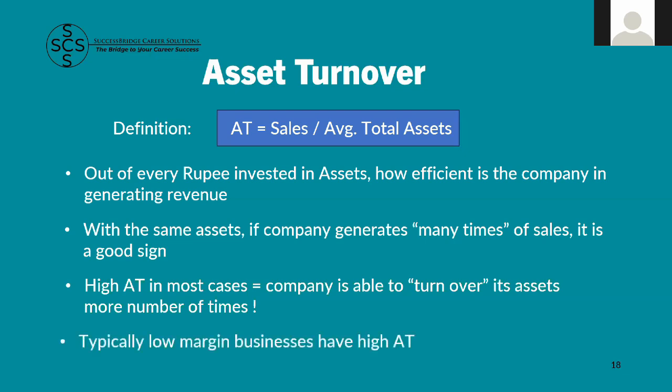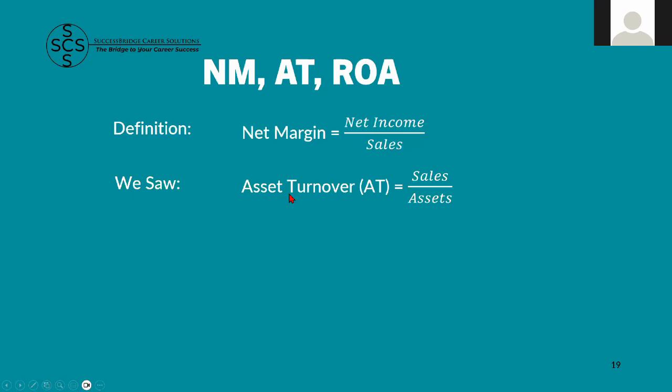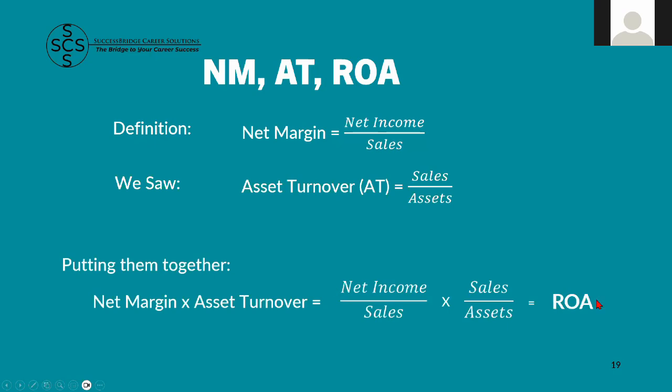And typically, low margin businesses have very high asset turnover. Now, let us put net margin, asset turnover, and return on assets together and see what we can arrive at. So, net margin is net income divided by sales. And then we saw that asset turnover equals sales divided by assets. So, if we multiply net margin and asset turnover, what we get is return on assets.